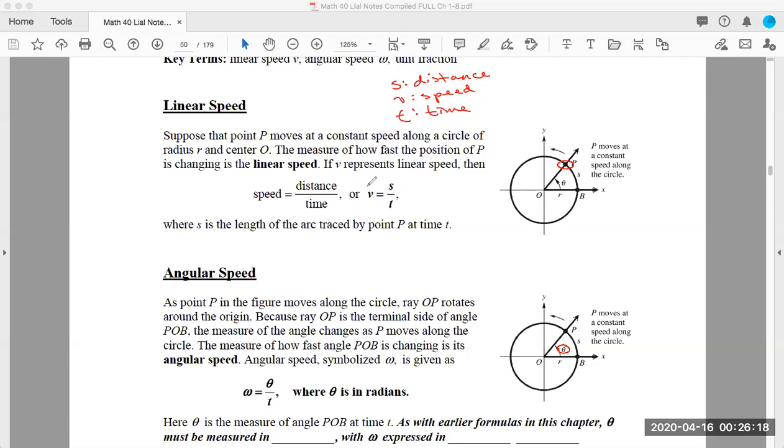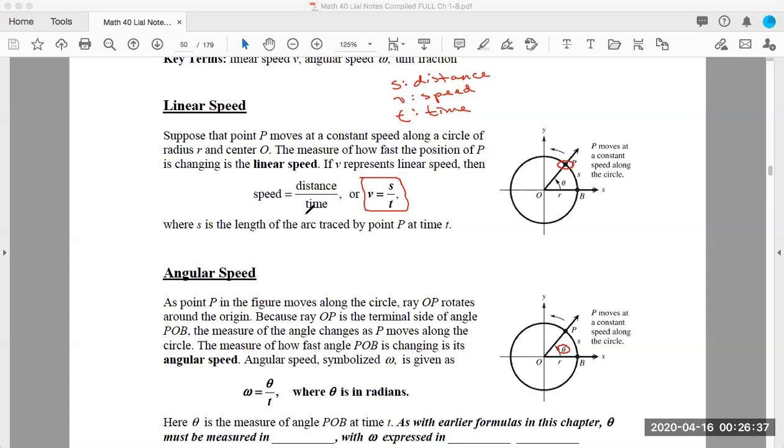Okay, so speed equals distance over time. You are already familiar with this. Think of your speedometer in your car. If you're going 65 miles per hour, that's giving you a rate. Okay, so that's the first thing.